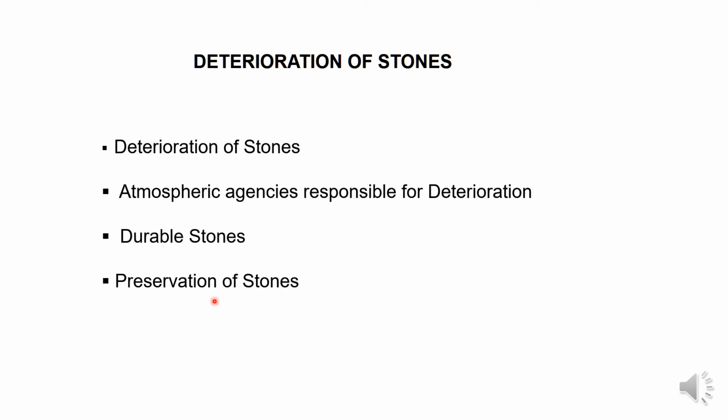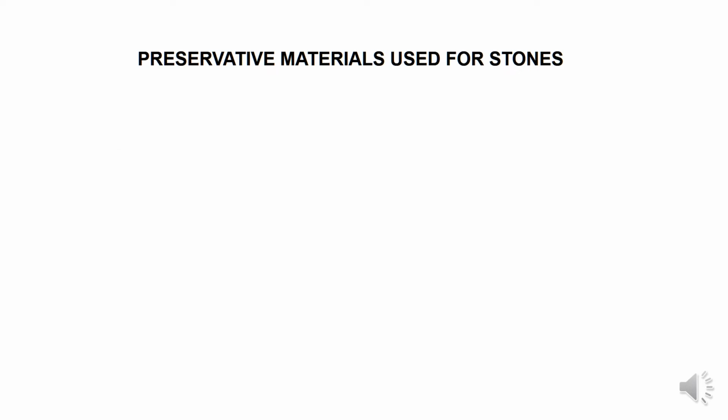To preserve the stones from deterioration, we need to apply some preservative materials. Preservative materials that are to be used are coal tar, linseed oil, barium hydrate solution, alum soap solution, etc. By applying these preservative materials, stone can be preserved from decaying. Now let's discuss about preservative materials used for stones in detail.